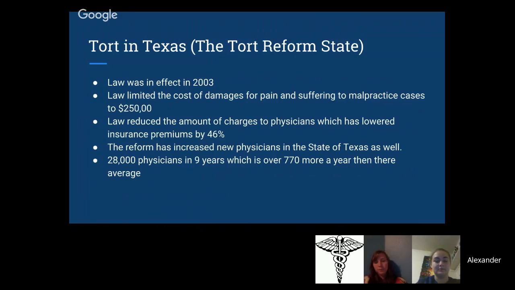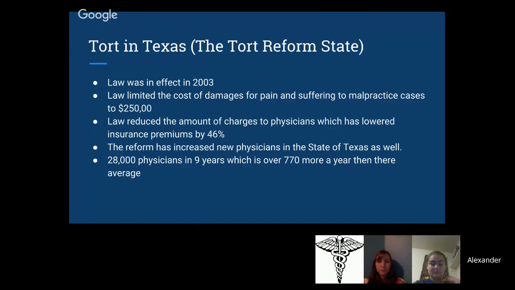So tort in Texas, the tort reform state, is also what it's known as. The law was in effect in 2003. The law limits the cost of damages for pain and suffering to malpractice cases to $250,000. I misplaced a zero there. The law reduced the amount of charges to physicians, which has lowered insurance premiums by 46%. And it even said some nursing homes have gotten rid of insurance in some cases. The reform has increased new physicians in the state of Texas as well.